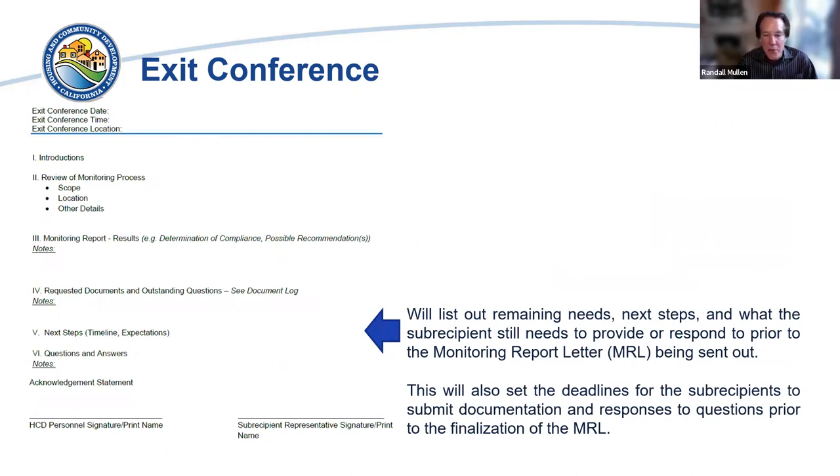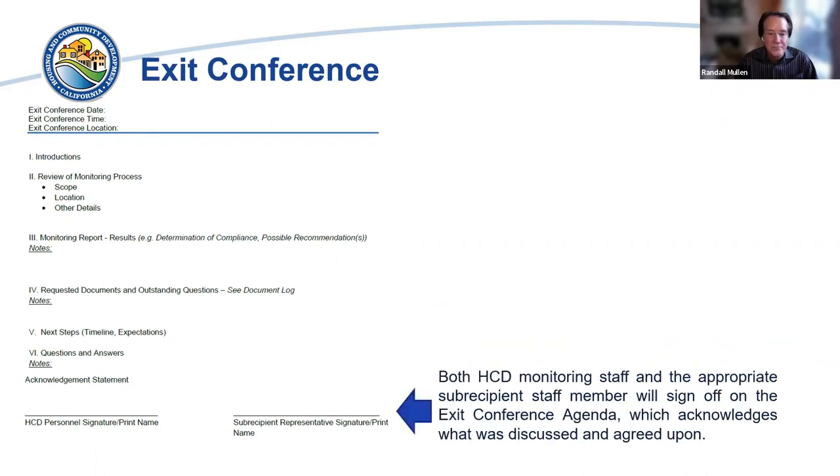And then as the next steps, there will be a listing of the remaining needs, next steps, and what the subrecipient that your jurisdiction needs to provide or respond to prior to the issuance of the monitoring report letter. This also sets the deadlines for the subrecipients to submit that documentation, the responses to the questions prior to HCD finalizing that monitoring report letter. And then both HCD monitoring staff and the appropriate subrecipient or jurisdiction staff will sign off on the exit conference agenda with acknowledgement that what was discussed and agreed upon is recorded here.